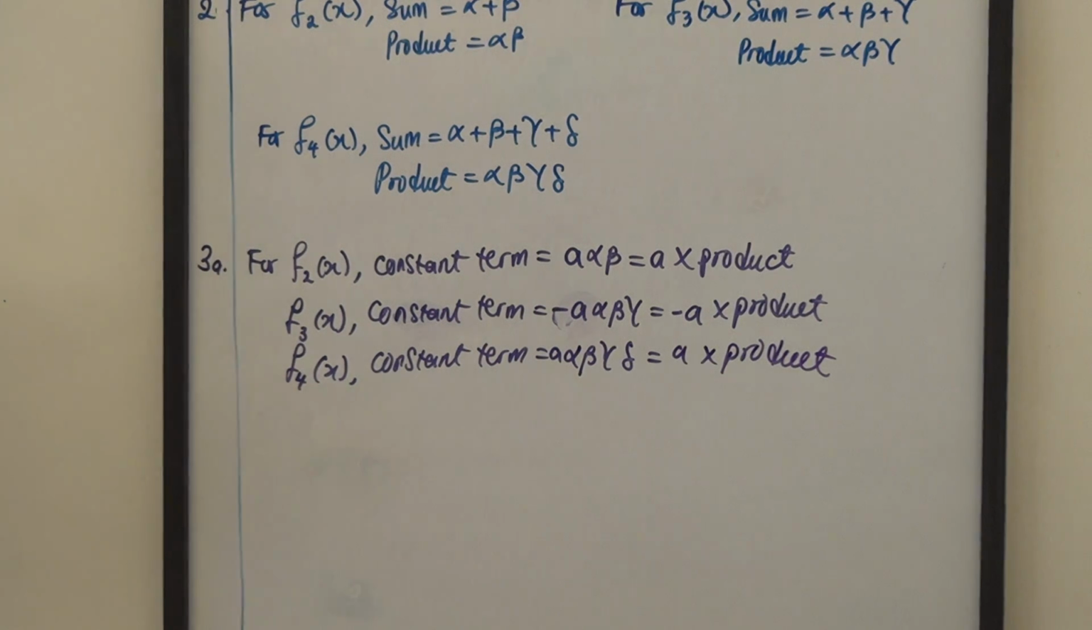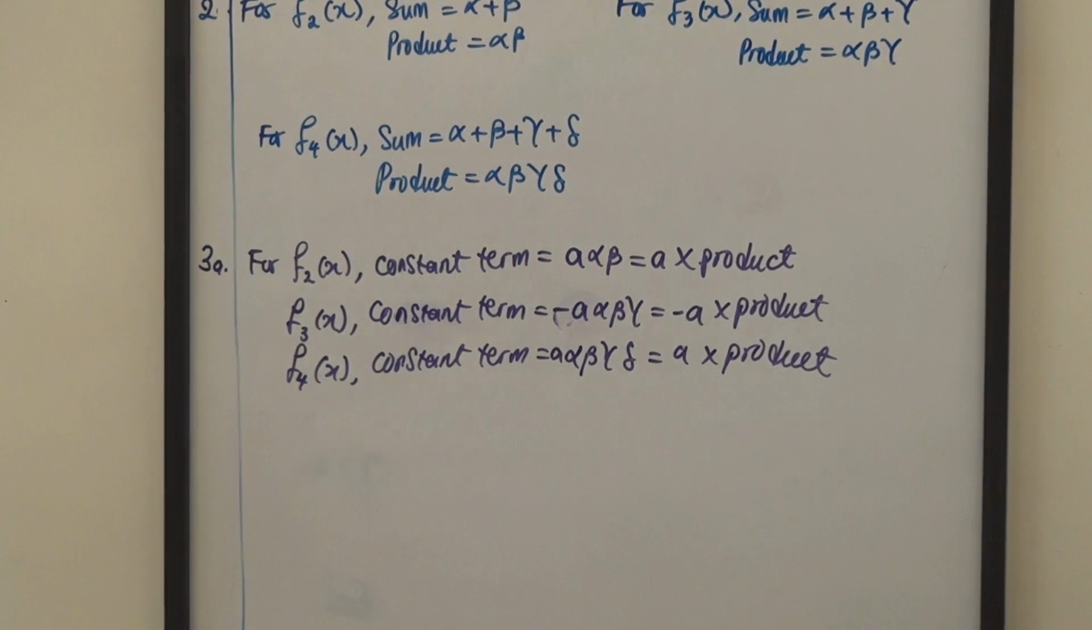And the next thing is to compare the x to the power n minus 1 term. The x to the power n minus 1 term means the second term, right? If you arrange it in descending powers of x.